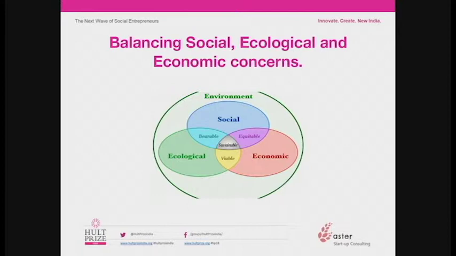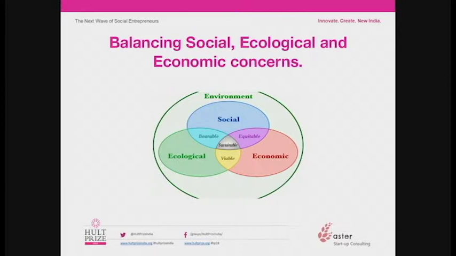Now, social, ecological, and economic. If you see the overlap, it brings us to 3 things which we have to keep in mind. Is it bearable? Is it equitable? And is it viable? Finally, the sweet spot, what we call the sweet spot, the convergence, where it is bearable and equitable and also viable. This is what we call sustainable.